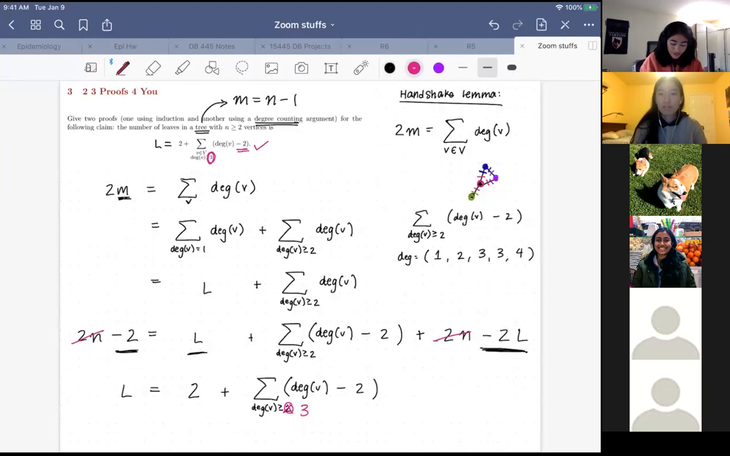First of all, we know that if something has degree 1, it's not going to show up in the summation because we're only considering vertices of degree greater than or equal to 2. The question is, can we turn this 2 into a 3 and also ignore things that have degree 2?